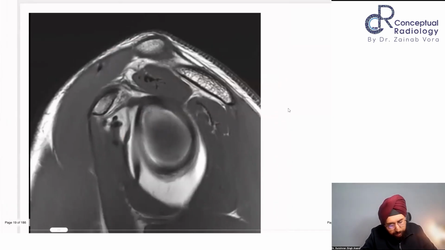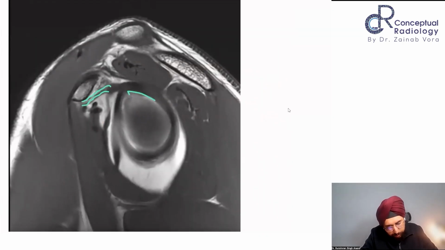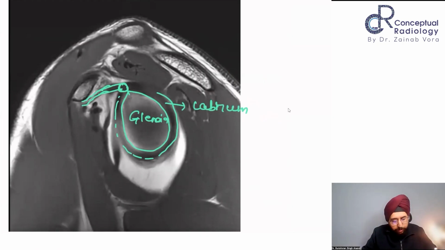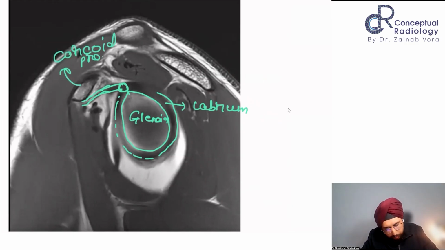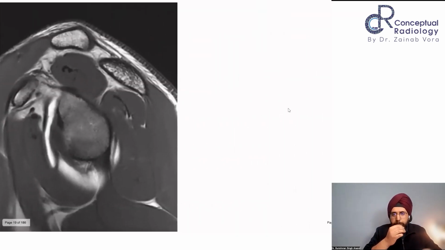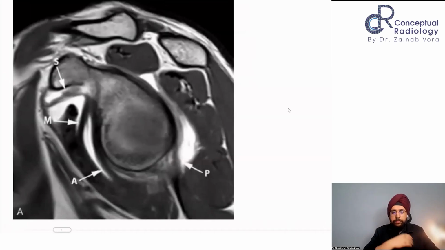Much better visualized here. So it's going from the, this is your glenoid. This is your labrum. So from the anterior superior part of the glenoid, a horizontal band-like structure. This is your coracoid process. So beneath the coracoid process, a horizontal band, we call it the SGHL. Okay. The bands have been again labeled here.